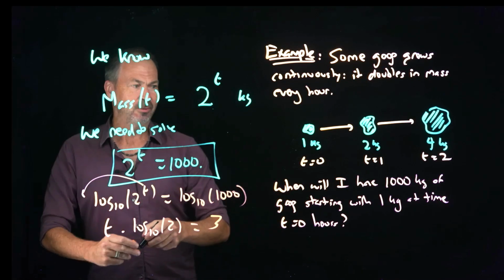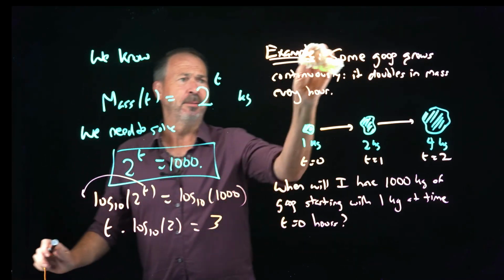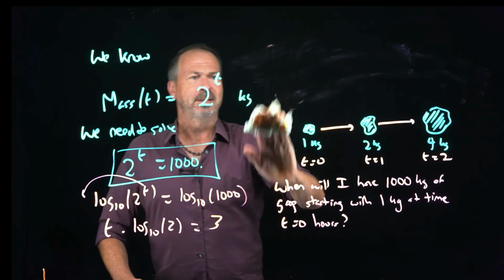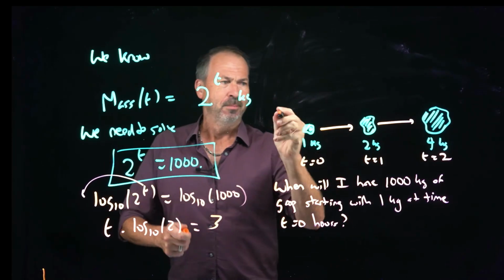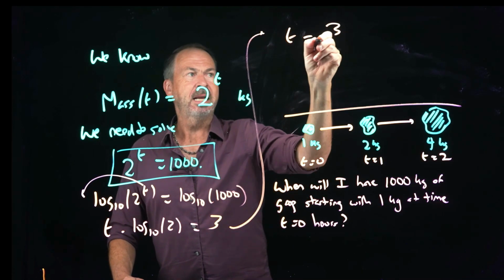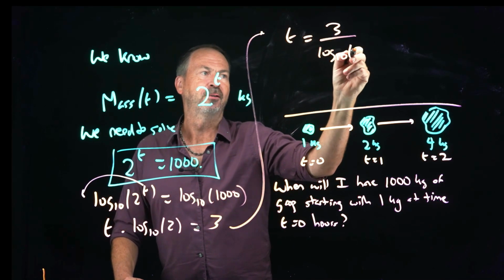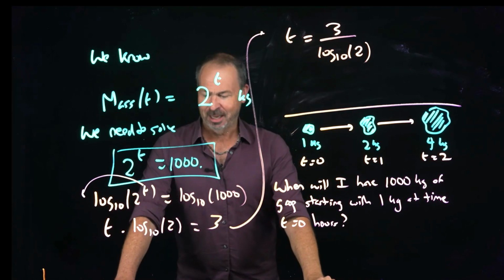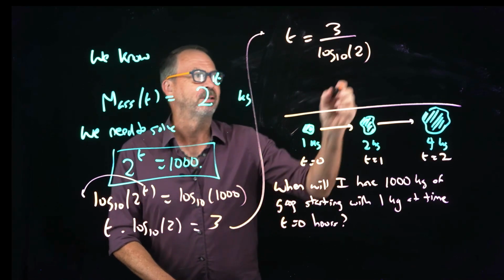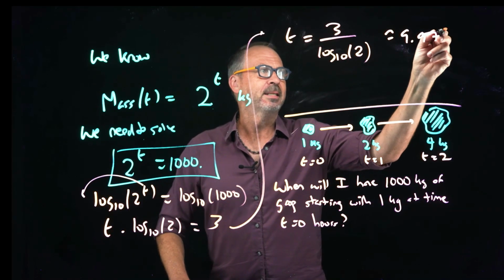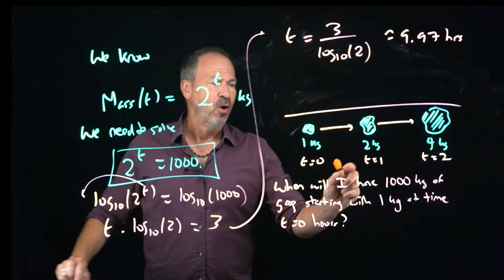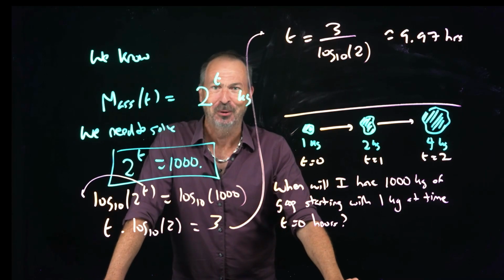So this tells me that, I'm running out of room. Give myself a little more space here. Okay, can I get myself enough room right now? That tells me t equals 3 divided by log base 10 of 2. I can get it in my calculator. In fact, I did. And on my calculator, when I did it, I got that this is about 9.97 hours. So in close to 10 hours, I will have 1,000 kilograms of goop.